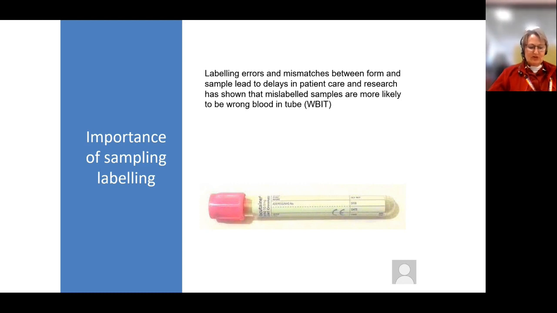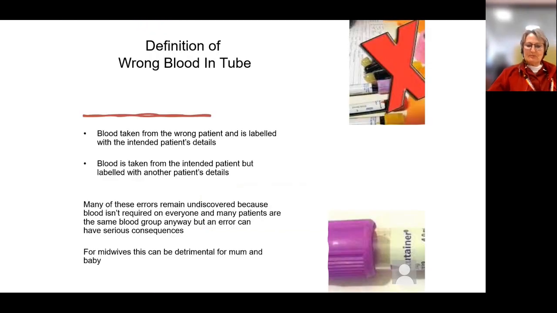there is research that shows that mislabelled samples are actually more likely to be wrong blood in tubes. So what is a wrong blood in tube? Here we have the definition of it. Blood is taken from the wrong patient but labelled with the intended patient's details, or it's taken from the correct patient but labelled with somebody else's details. You might personally think that one particular scenario is worse than the other. I do, but they are counted equally, particularly when it comes to reporting to SHOT.